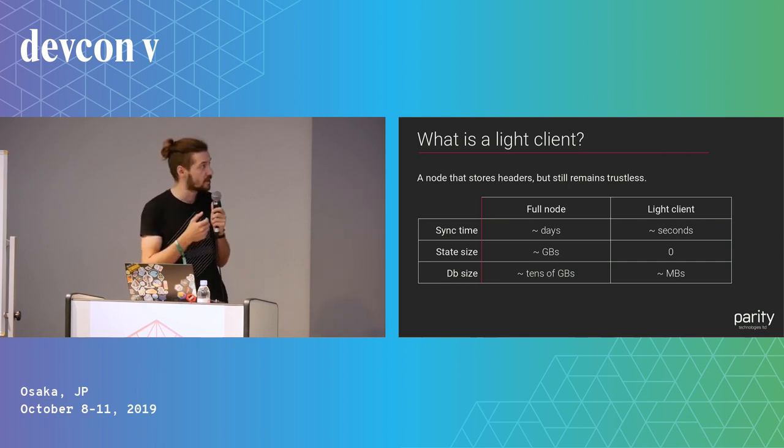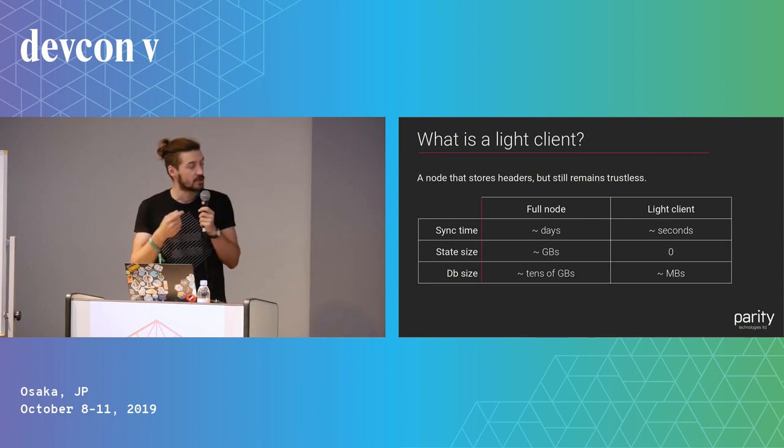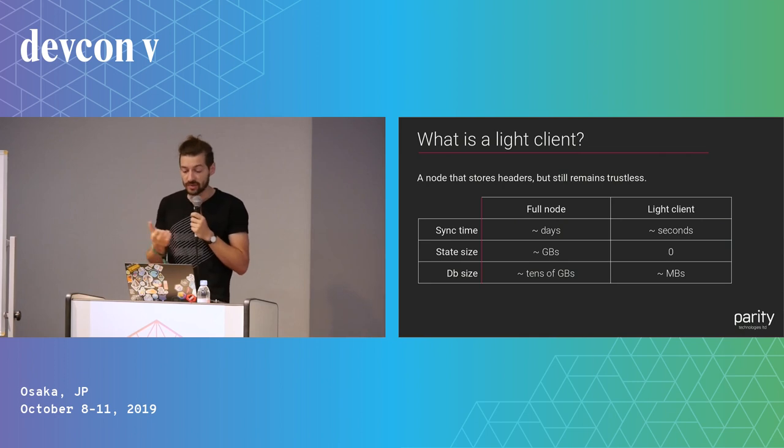The state size: how many gigabytes are you going to download on your mobile phone or on your PC? With a light client, it's going to be zero. It does not store the state. With a full node, of course, that's its job. It's going to have gigabytes and gigabytes of state.